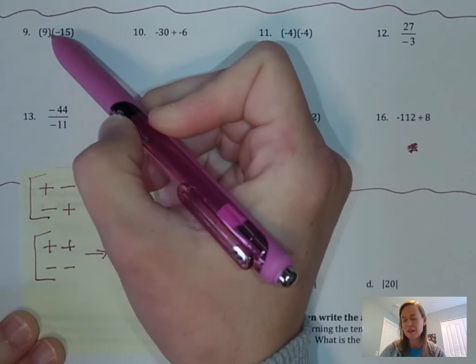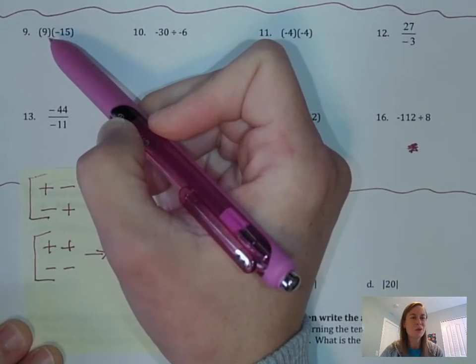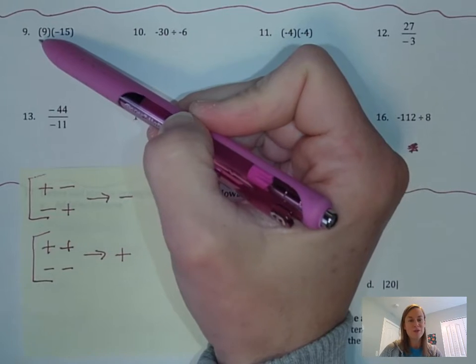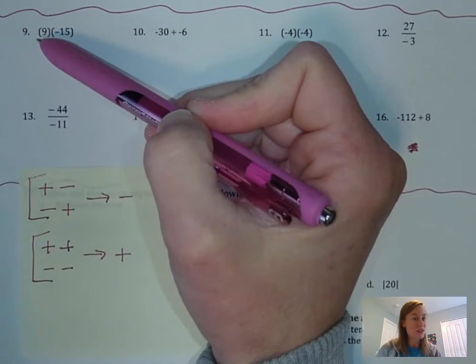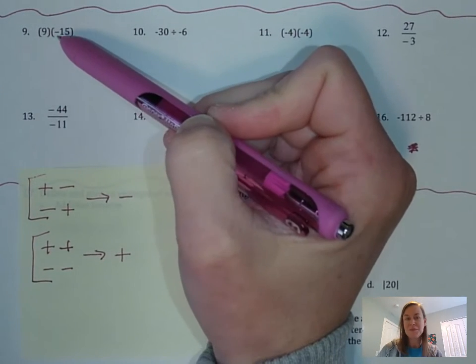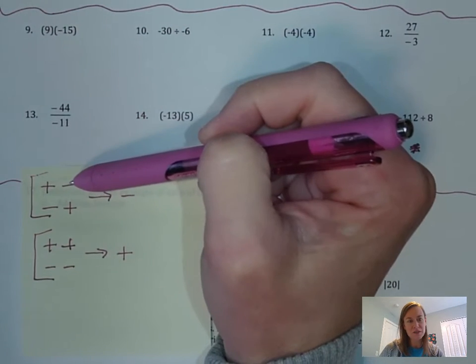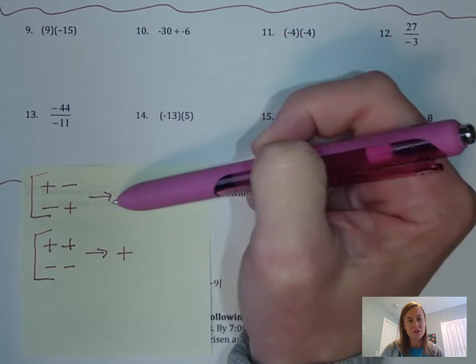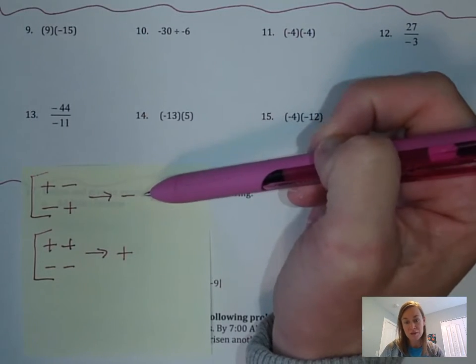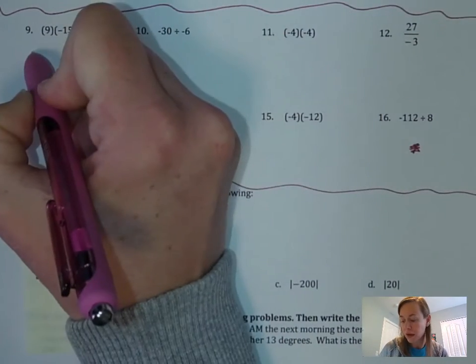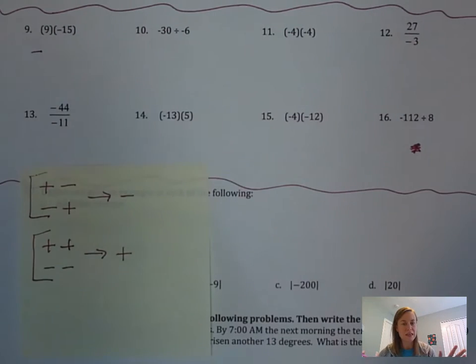So let's take a look at number 9. First of all, let's use our rule. We have a positive 9, which we know because there's no sign written, so it must be positive, times a negative 15. So it looks like we have a positive times a negative, so it's going to be a negative answer. I'm just going to go ahead and write my negative there. So that's taken care of.